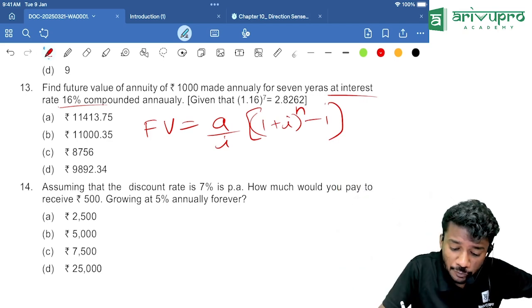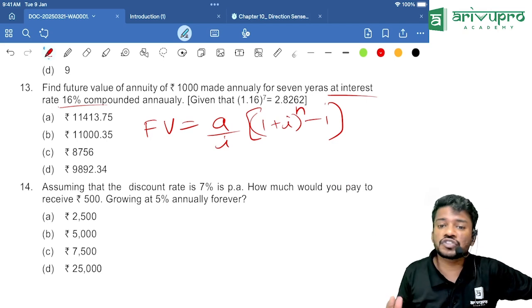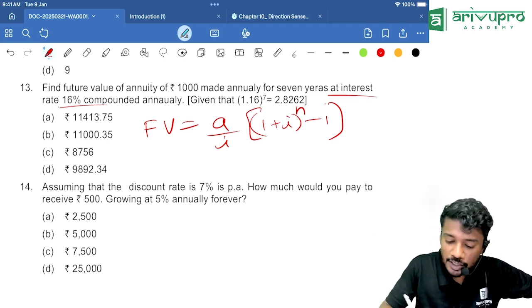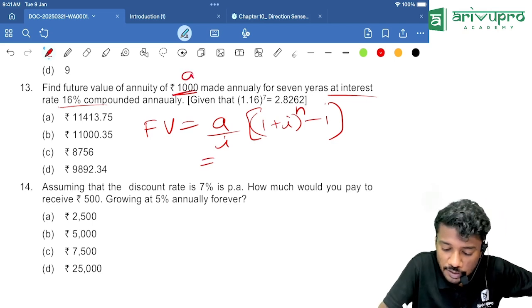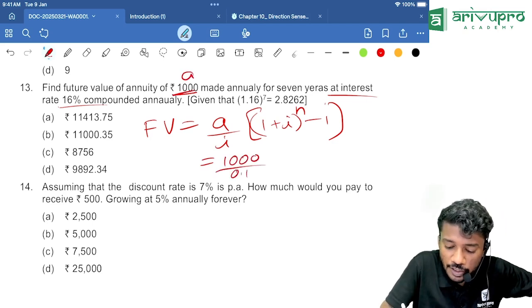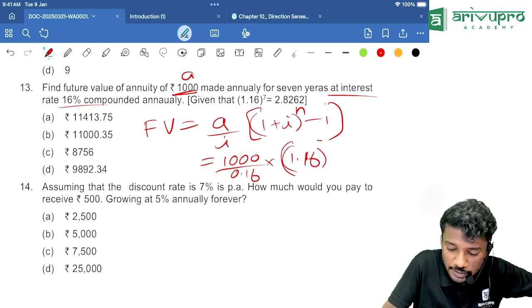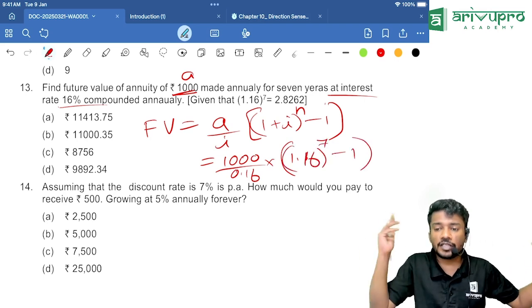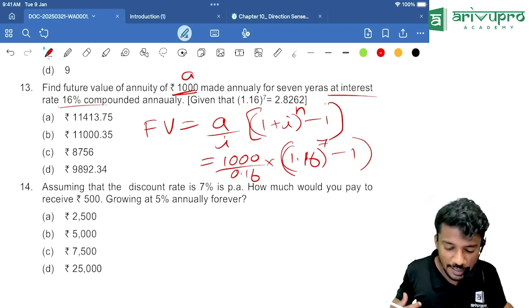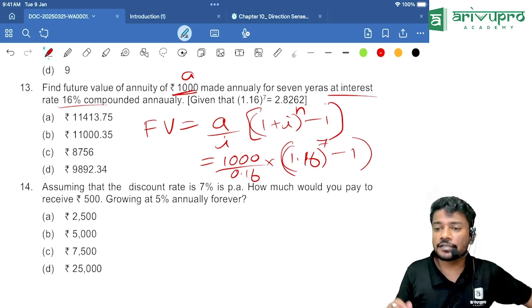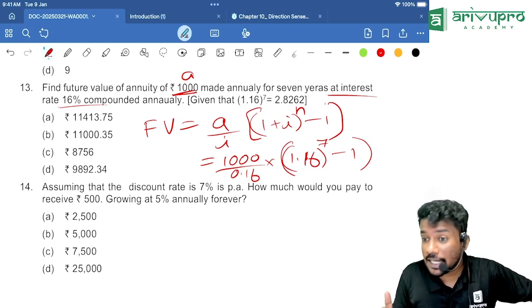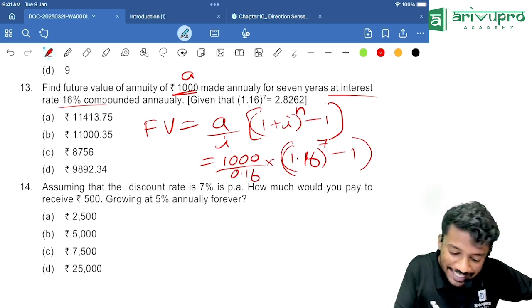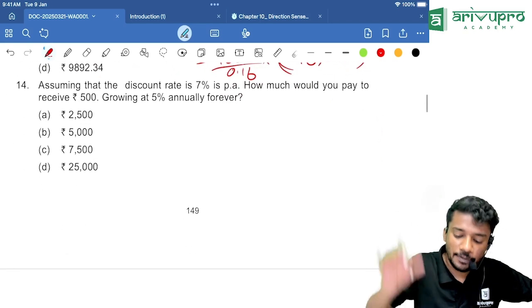Now, what is the I value here? 16, that is 0.16. What is given? A is 1000. That means 1000 divided by 0.16 into 1.16, the whole raised to 7 minus 1. Everything is given in the question. So try that. Did you get the answer? How much is the answer? Good. Option A. Next question.